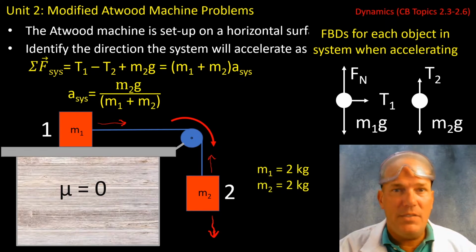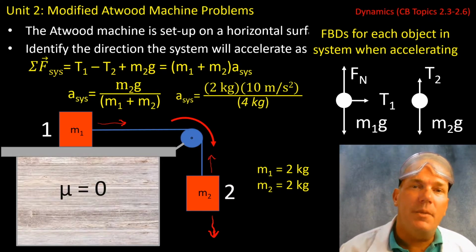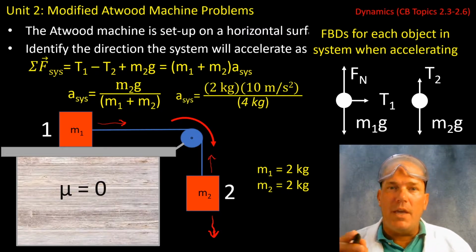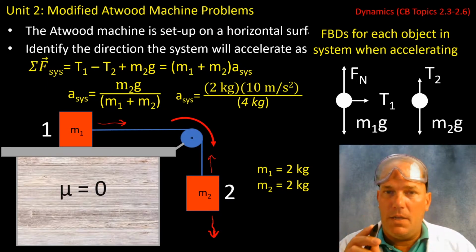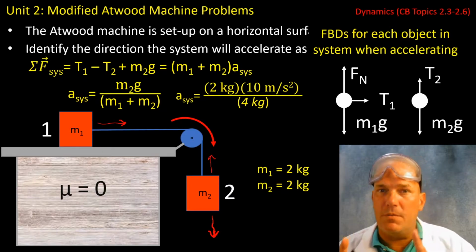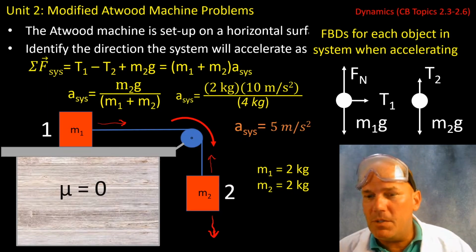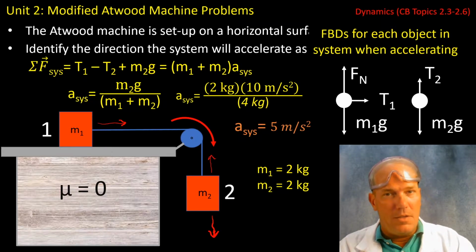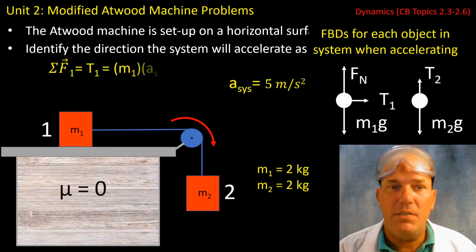So, masses are identical, both 2 kilograms, so if we have these numbers, we can then put it into our equation. I want you to again make note, we have 4 kilograms in the denominator. Okay? That is very important. We've summed the masses and placed those into the denominator. Now, the acceleration of the system when we solve this would be 5 meters per second per second. Now let's take that information and analyze these objects individually.